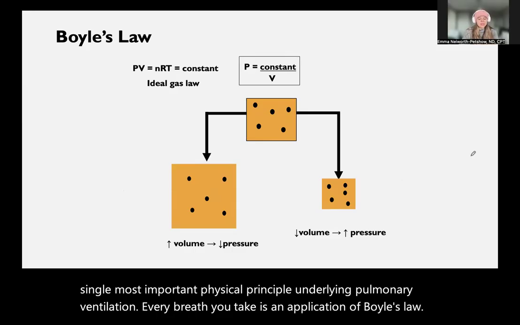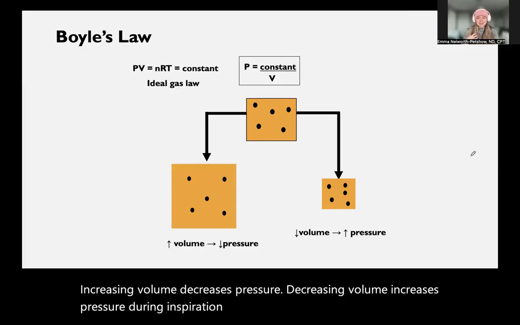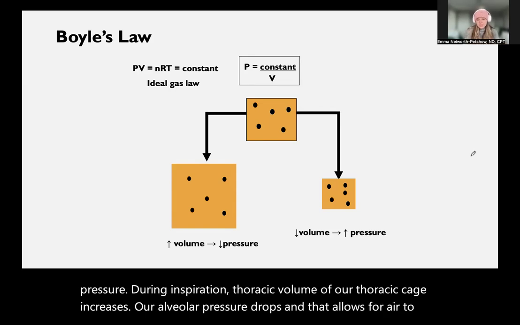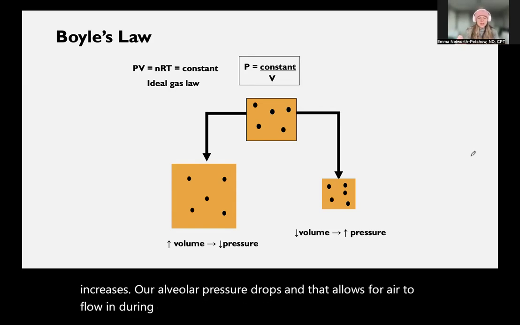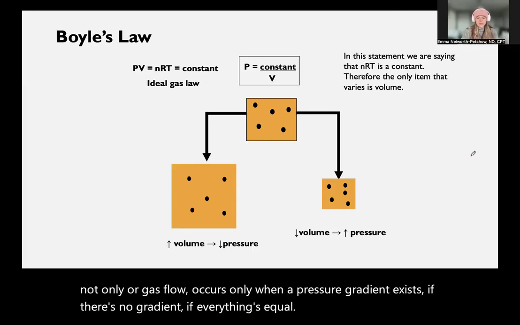Increasing volume decreases pressure. Decreasing volume increases pressure. During inspiration, the volume of our thoracic cage increases. Our alveolar pressure drops, and that allows for air to flow in. During expiration, the reverse occurs. Importantly, gas flow occurs only when a pressure gradient exists. If there's no gradient, if everything's equal, there's no airflow.